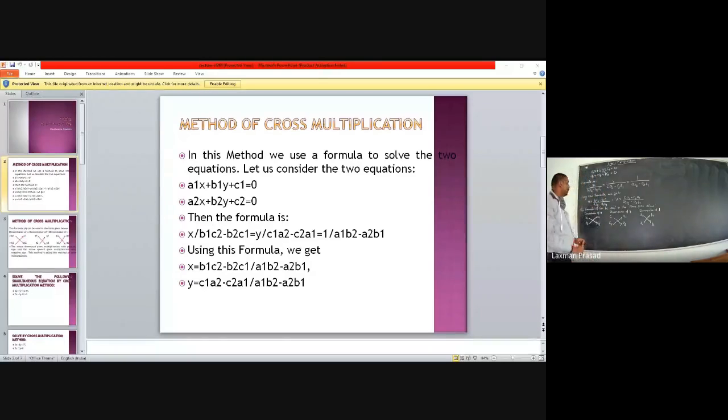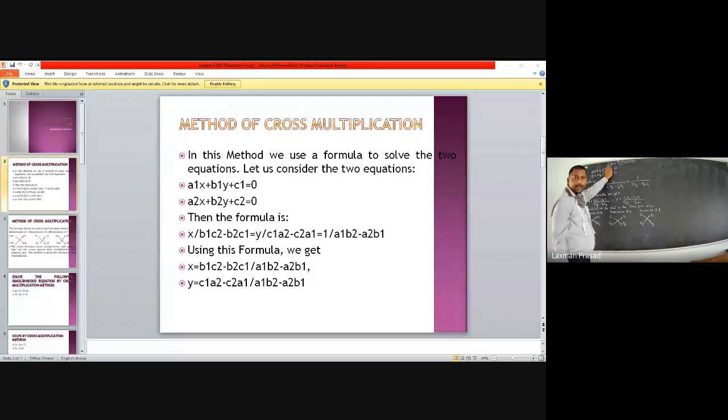Then find out the denominator of y. So eliminate y. So c1 c2, a1 a2. Then cross multiply c1 a2, and c2 a1. It's c1 a2 minus c2 a1.